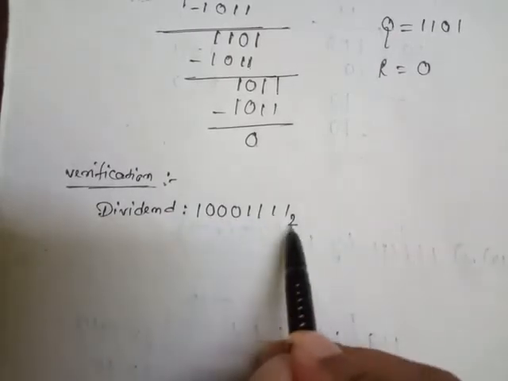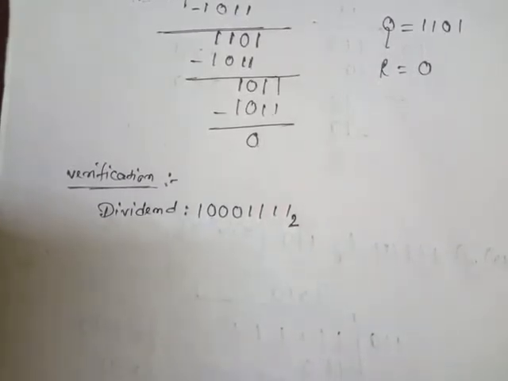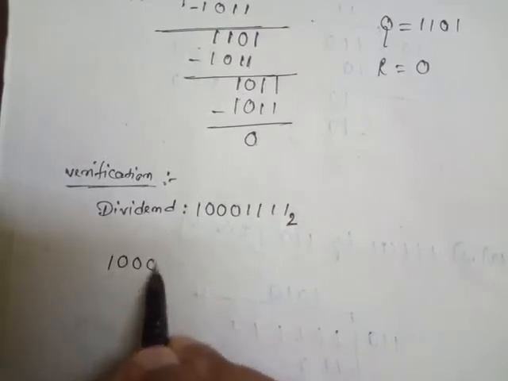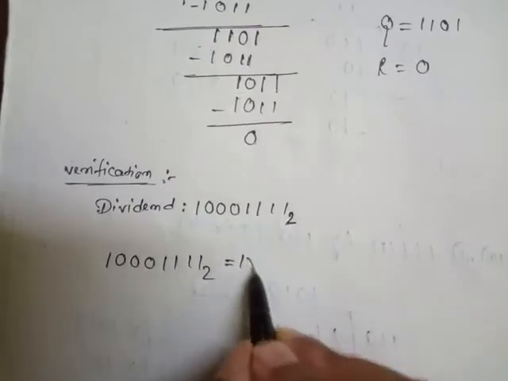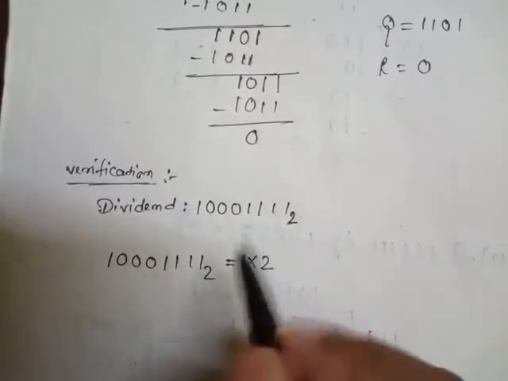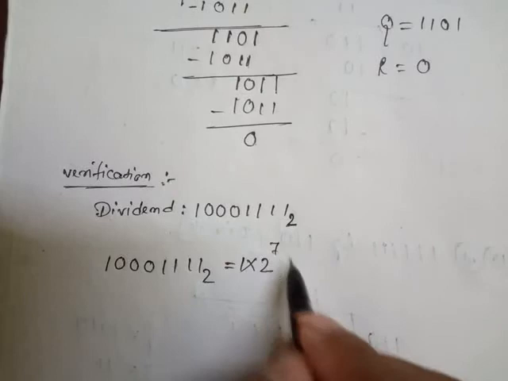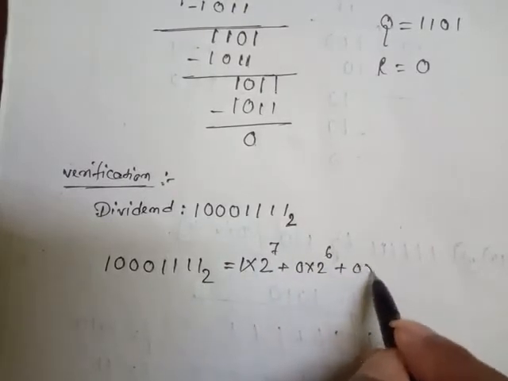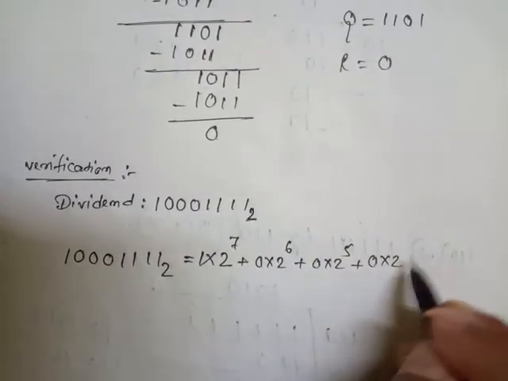Now how to convert this? Look here, conversion of 1000 1111 base 2. Since the base is 2, we'll write 2 here. Now 1 2 3 4 5 6 7, I repeat again, 1 2 3 4 5 6 7, 1 into 2 to the power 7, then 0 into 2 to the power 6, then 0 into 2 to the power 5, then 0 into 2 to the power 4.